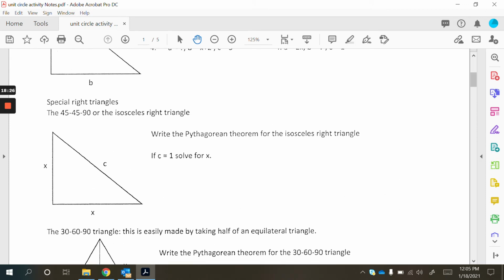Okay, so let's do it with this. We've got a 45, 45, 90. Here's our 90. Because both of these were 45, notice how we labeled both of those sides as x.